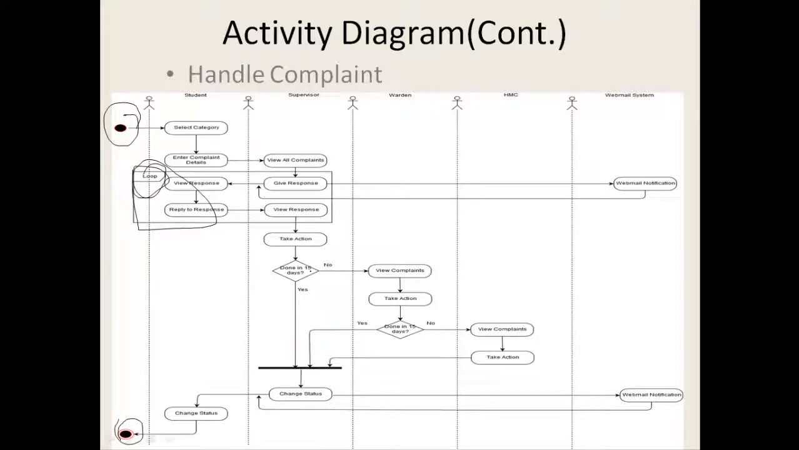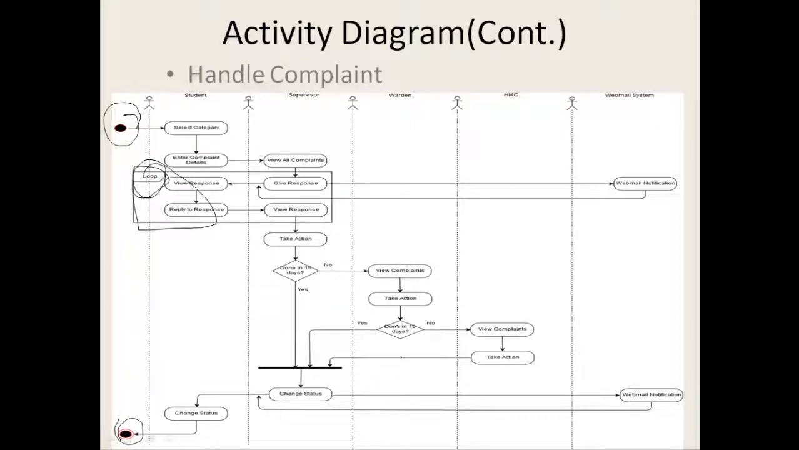I told you earlier that when a complaint is not done in 15 days, it is forwarded to the warden. So exactly what happens here? If a complaint is not done in 15 days, it goes to the warden. I forgot to tell you that this diamond is used for mentioning conditions or constraints. So that's why it is written in the warden part. There he can view the complaint and take action.